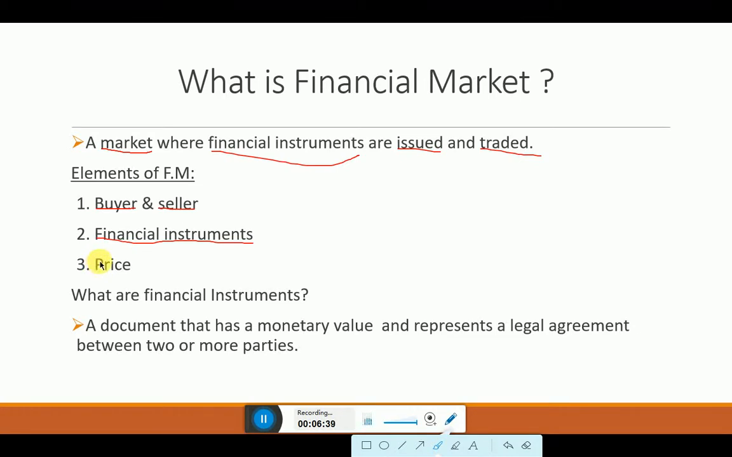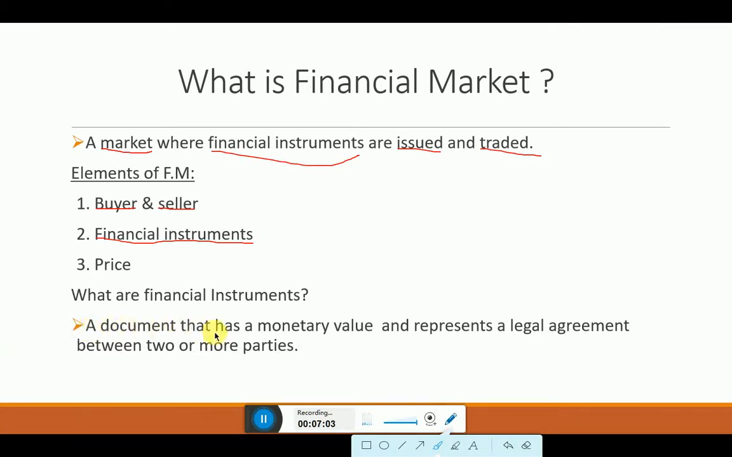So basically the price is the value of the financial market as per the market. I mean, the value at which the financial instrument is bought or sold on the financial market, that is basically the price of the financial instrument, right? Now let's talk about the financial instrument.